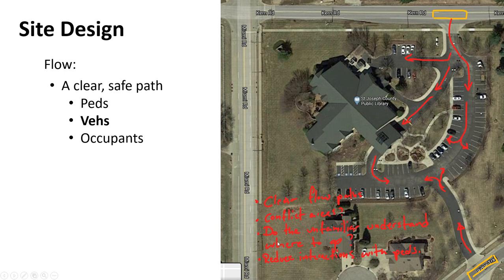All right. Do the unfamiliar people understand where they're going to go? It's pretty clear. I think it's pretty clear. If you came in from this side, you'd know, okay, here's all the parking, right? I use this, park, and I can walk in. We're ready to go. All right.